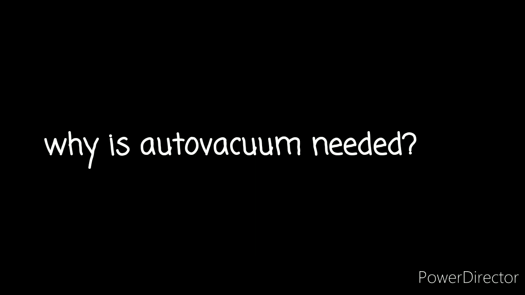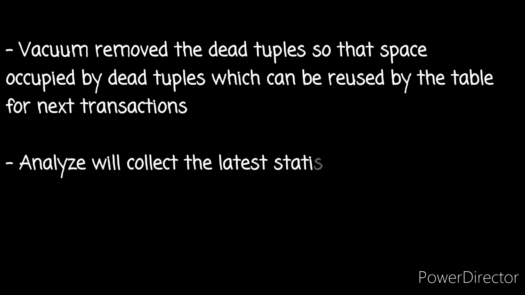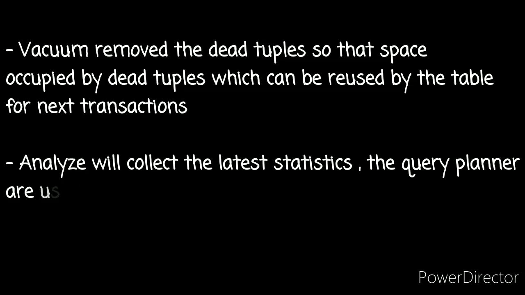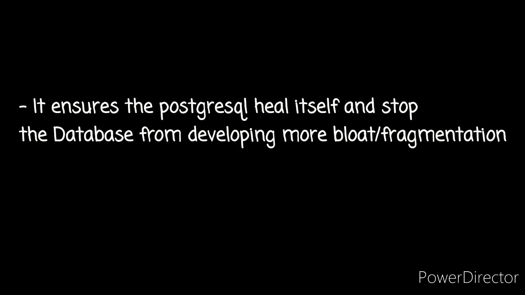Vacuum removes the dead tuples so the space occupied by dead tuples can be reused by the table for the next transaction. Analyze will collect the latest statistical information of the table, which is used by the query planner to prepare a better execution plan. What is the use of autovacuum? It ensures PostgreSQL heals itself and stops the database from developing more bloat and fragmentation.